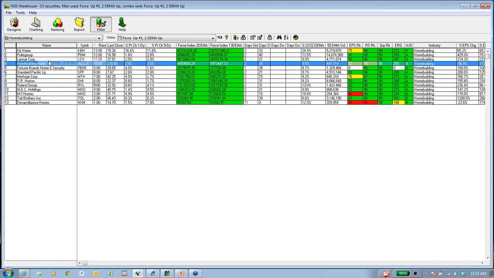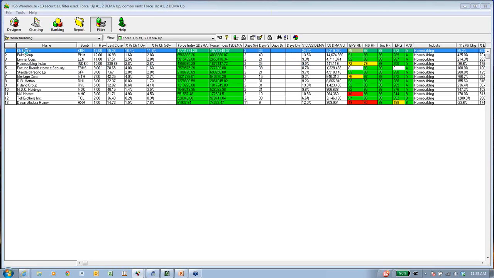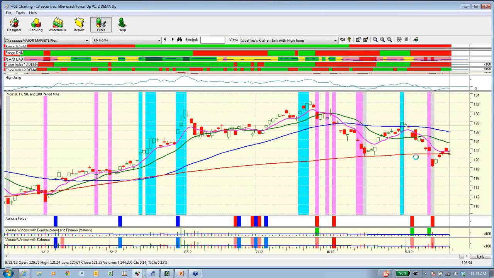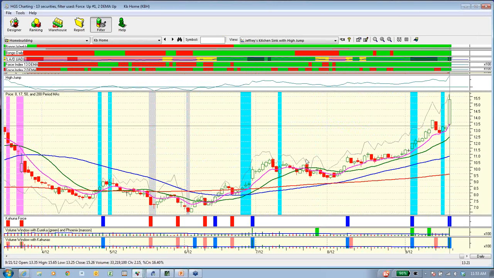Home building, clearly the leaders in this market, and there are a lot of them. The one I own is Toll Brothers, but you're going to see they all look similar, and they're all very extended. And we'll just go through a couple of them very quickly. KB Homes, and this is kind of a pattern that you're going to see over and over again.